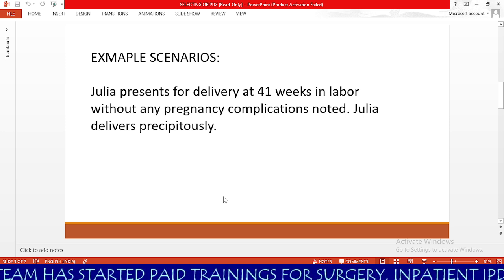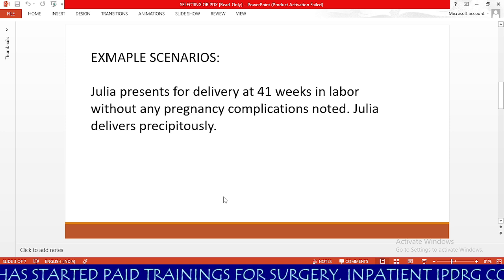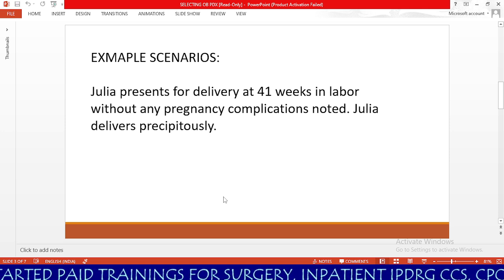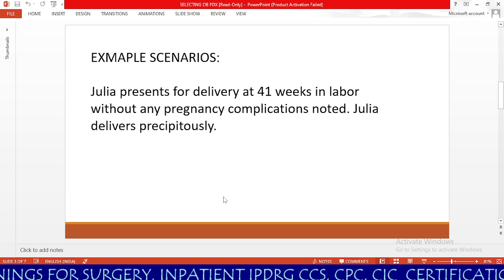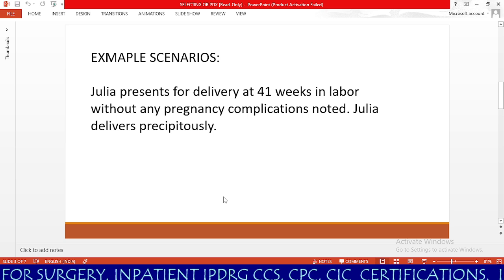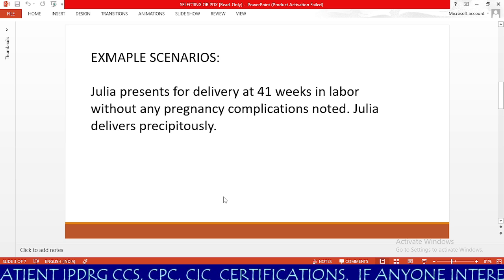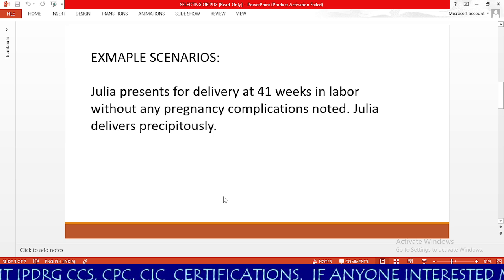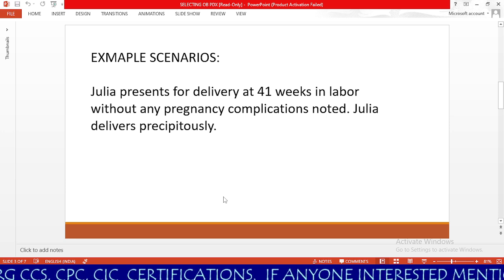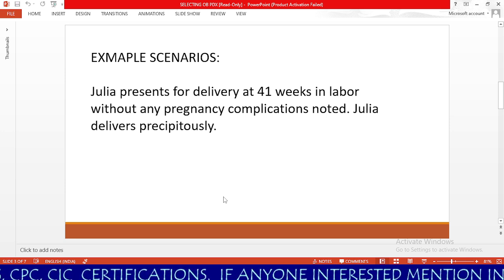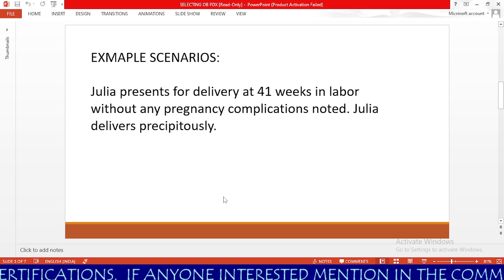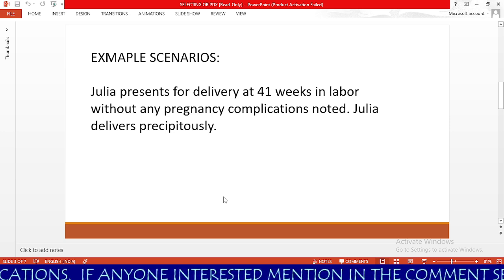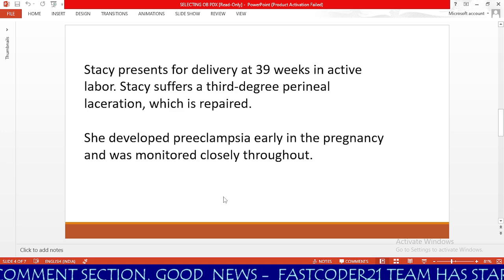Based on our definition of principal diagnosis or PDX, it is the condition that prompted the admission. Here the condition is post-term pregnancy. Because of post-term pregnancy only, the physician has admitted the patient into the hospital. So here we need to code post-term pregnancy as PDX, followed by the precipitous delivery ICD-10 code. Next, we will learn the second scenario.